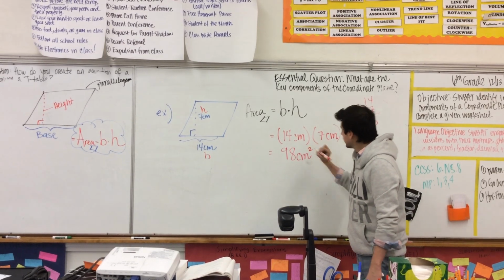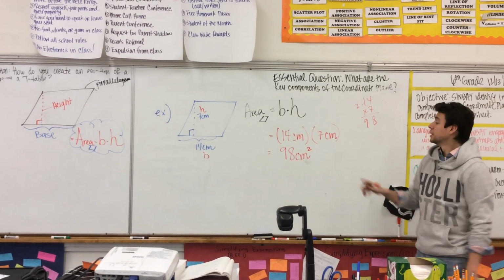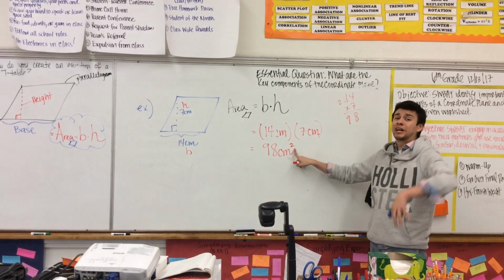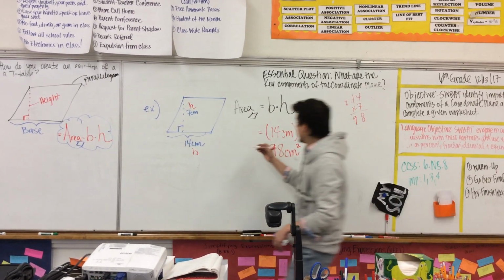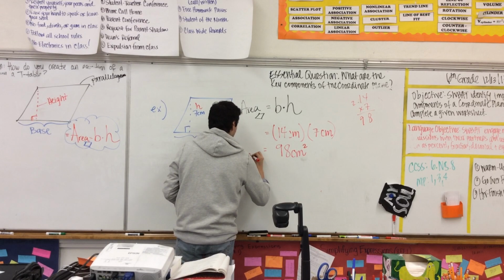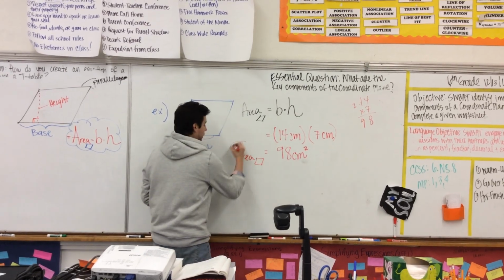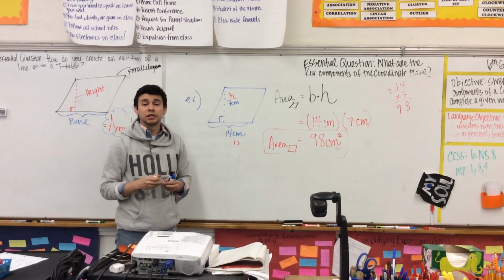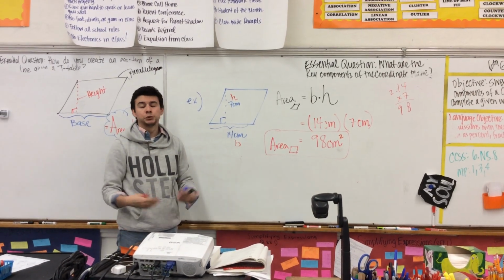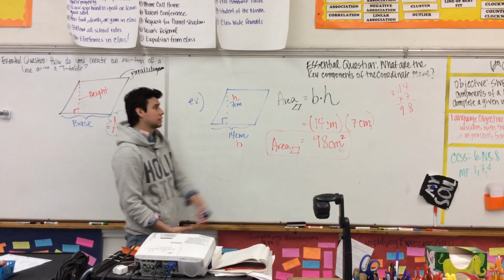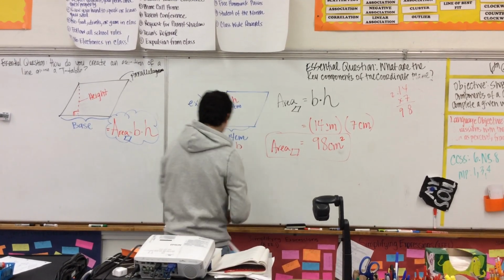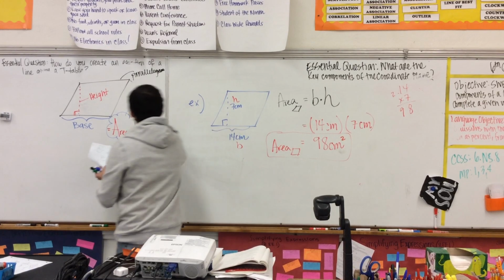So we like putting this little 2 on top of the centimeter. This 2 is called an exponent. When you come back from the Christmas break, we're going to go over exponents a lot. Okay? So the area of this parallelogram is 98 centimeters squared. That's it. You're done. The hardest part is memorizing the formula. Ready for another one? Here we go. Let's do another one. Let's come over here.